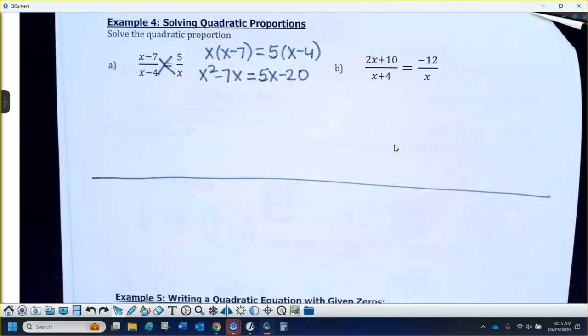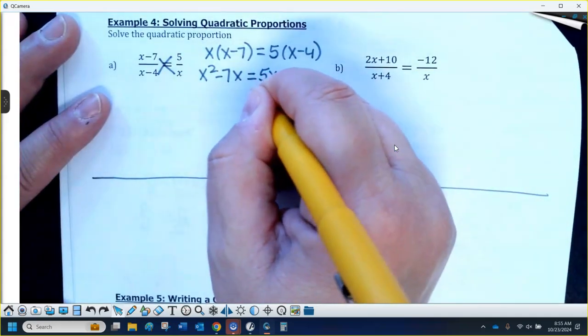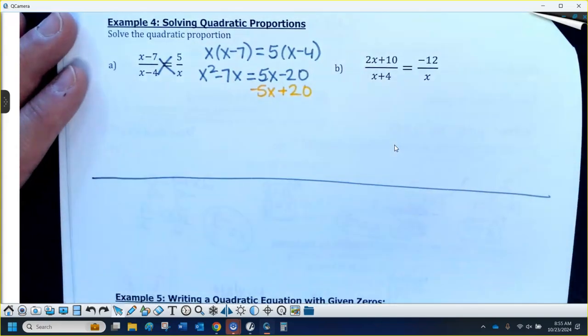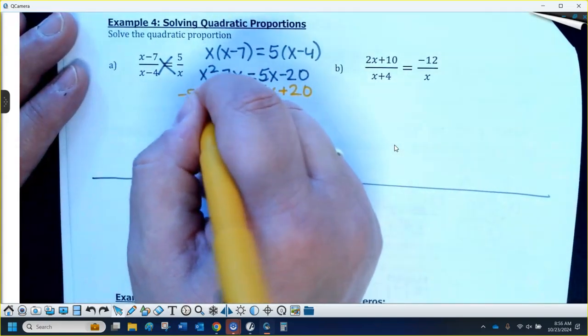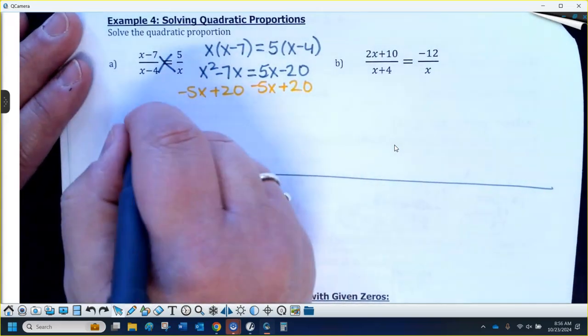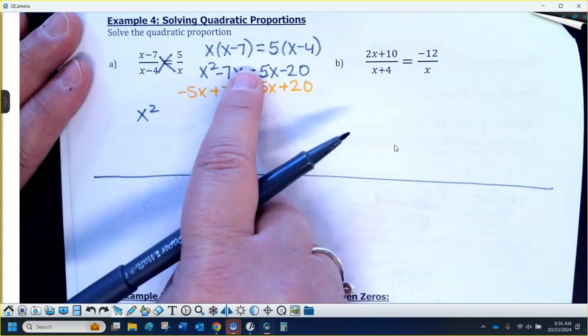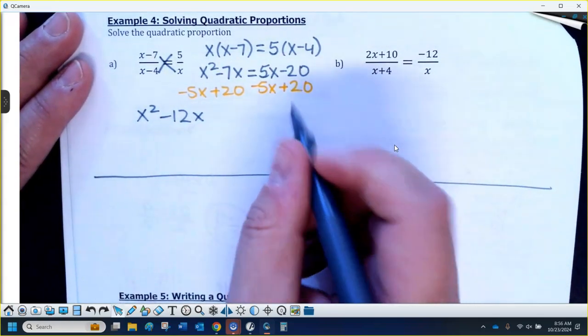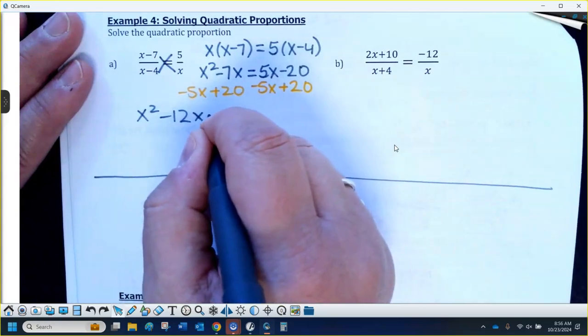Now, I end up with a quadratic equation because I have an x squared. What I want to do is set this equal to 0, but you want the squared term to be positive. It just kind of depends, but we want to move the 5x, which is positive, and the 20, which is negative, to the other side. So I'm going to subtract 5x and add 20 to the other side. When I do that, I'm going to get x squared, negative 7x minus 5x, we're going to get more negative, negative 12x, and then I'm going to add the 20.